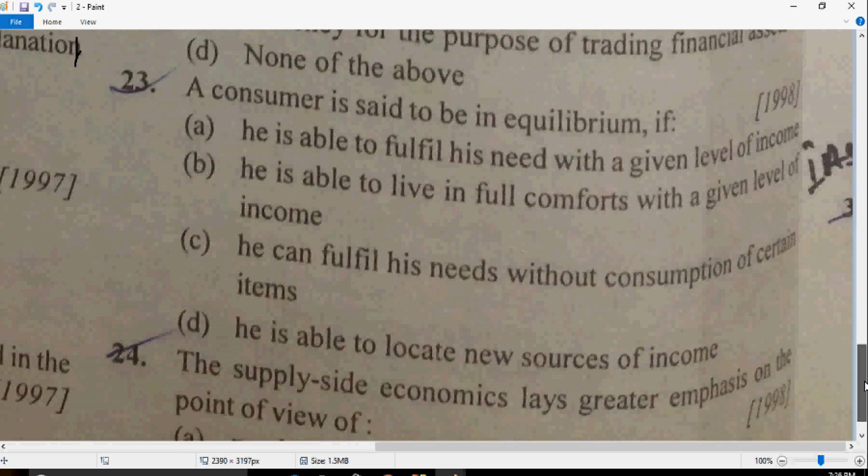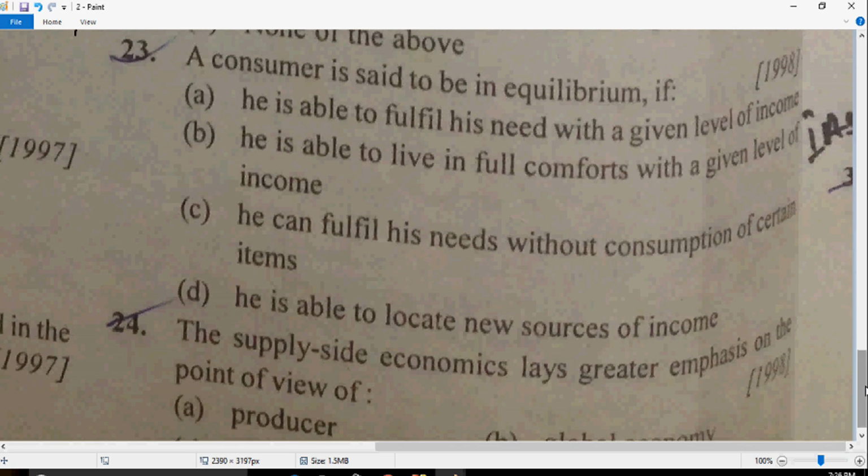Now question 22. The consumer is said to be in equilibrium if... this question was asked in 1998 by UPSC, from the Structure of Indian Economy chapter. From the economic point of view, equilibrium is the marginal utility derived from the goods consumed and money paid.